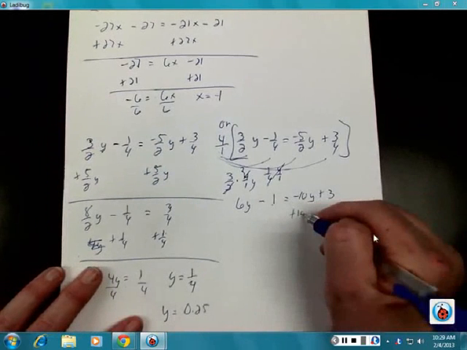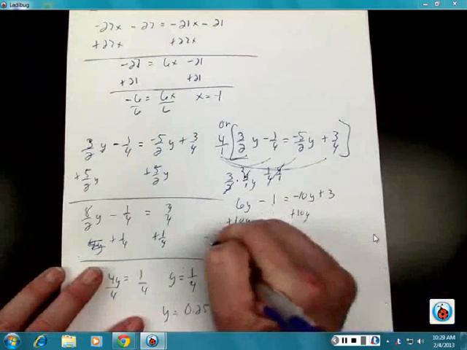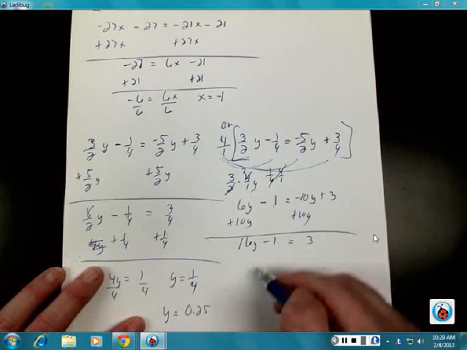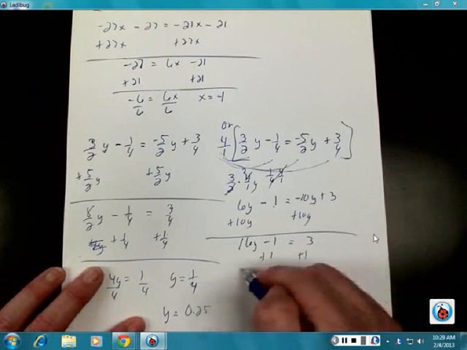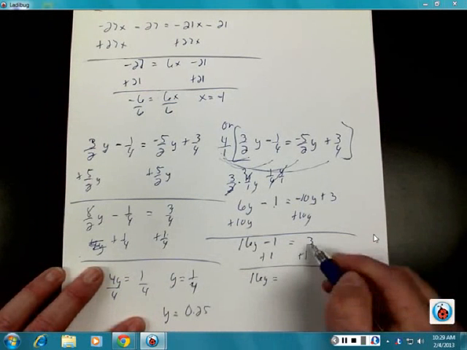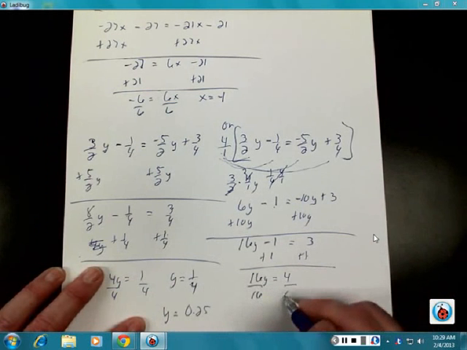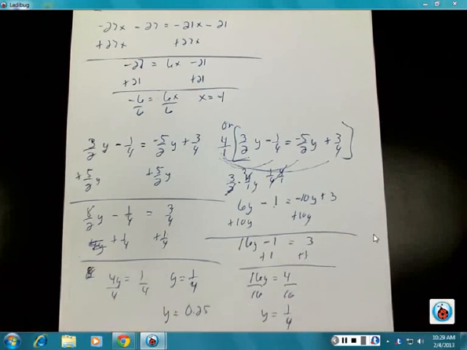So then add 10y to both sides. Gives me 16y minus 1 equals 3. Add 1. Gives me 16y is equal to 4. Divide by 16, and I find that y is still equal to the 1/4 I had before. So you can get rid of them.